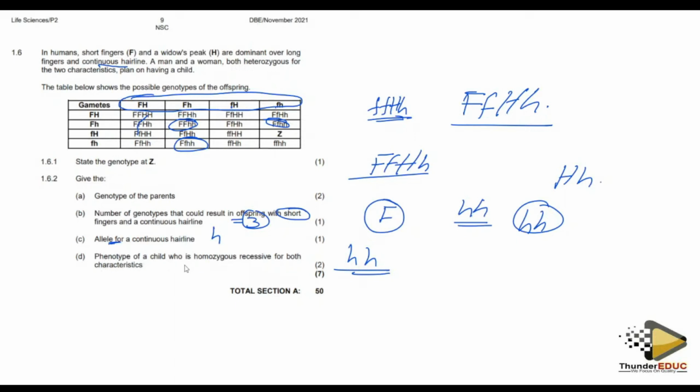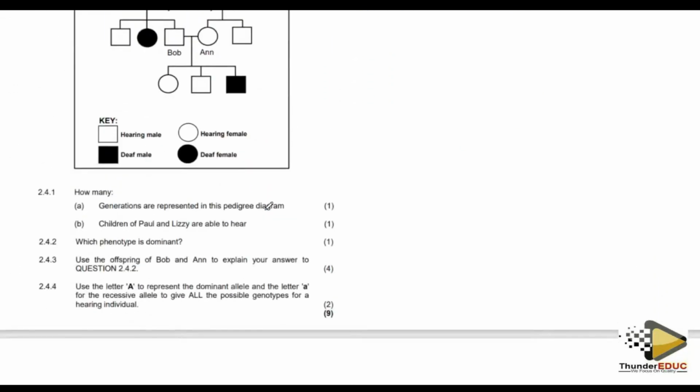They're saying the phenotype of a child who is homozygous recessive for both characteristics. Here it is long finger and continuous hairline. So that is it. So this is a dihybrid cross. If they ask you which type of cross this is, it is a dihybrid cross.